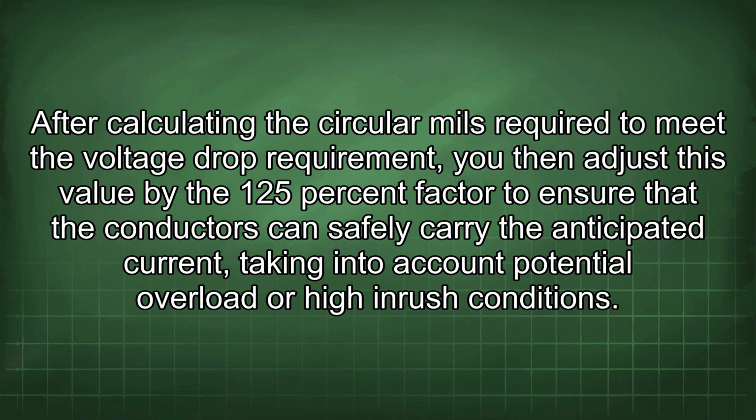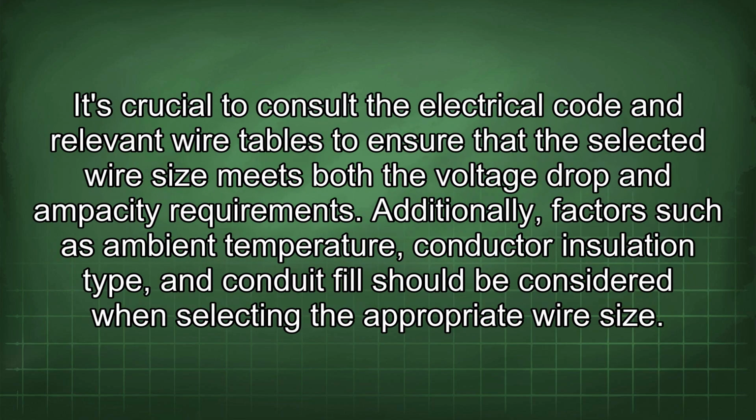After calculating the circular mils required to meet the voltage drop requirement, you then adjust this value by the 125% factor to ensure that the conductors can safely carry the anticipated current, taking into account potential overload or high inrush conditions. It is crucial to consult the electrical code and relevant wire tables to ensure that the selected wire size meets both the voltage drop and ampacity requirements. Additionally, factors such as ambient temperature, conductor insulation type, and conduit fill should be considered when selecting the appropriate wire size.